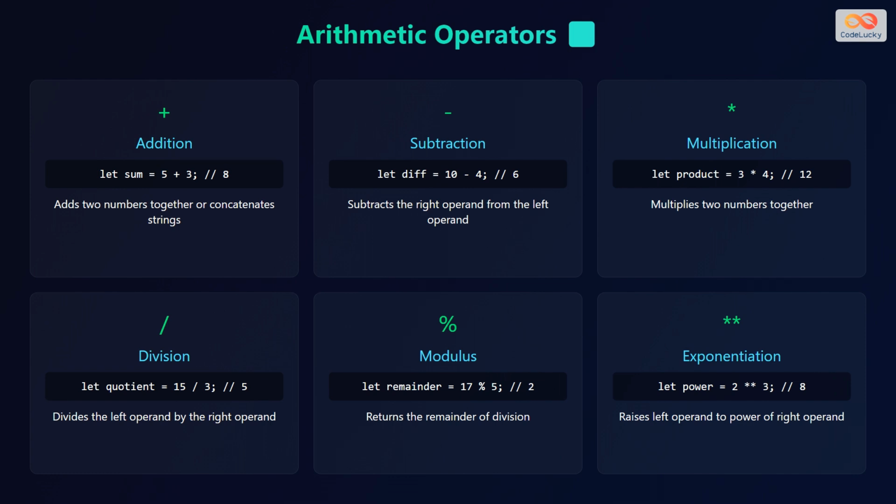The modulus operator returns the remainder of a division. For example, 17 modulus 5 gives a remainder of 2. The exponentiation operator raises the left operand to the power of the right operand. For example, 2 to the power of 3 gives 8.